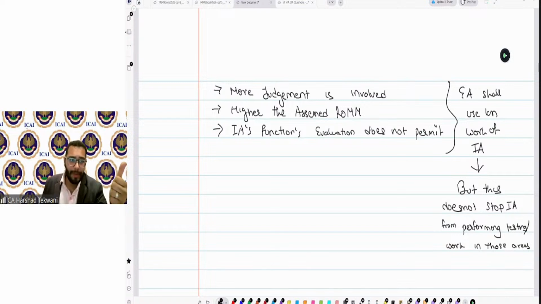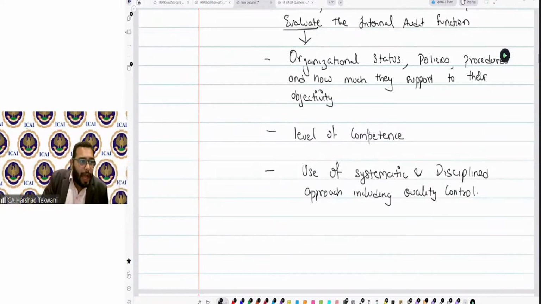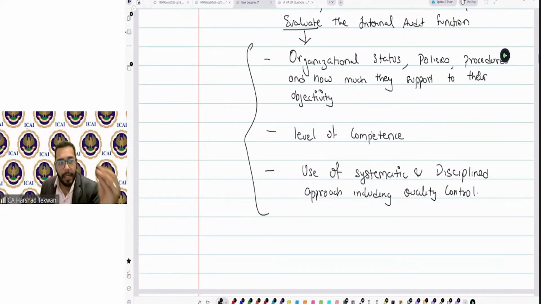One, where there is more judgment involved. Second, where there is a higher risk of material misstatement. Third, where the internal audit function's evaluation does not permit. Which evaluation am I talking about? This evaluation. If it does not permit the external auditor to rely upon the work of the internal auditor, then the external auditor shall not rely. Okay, clear till this point?